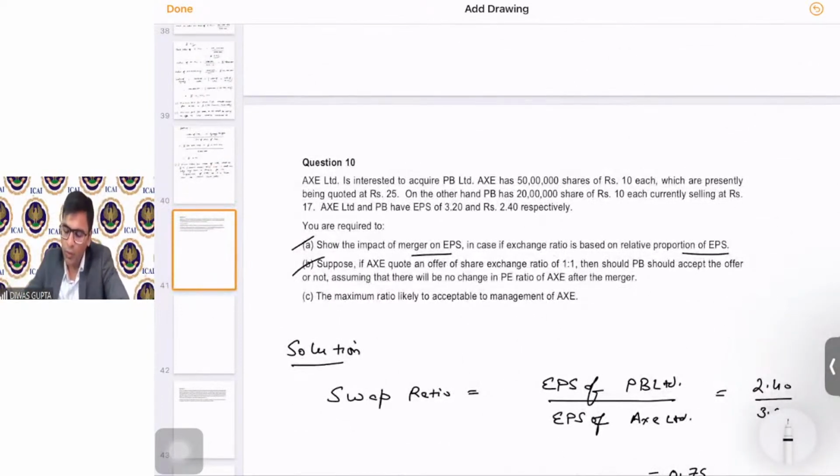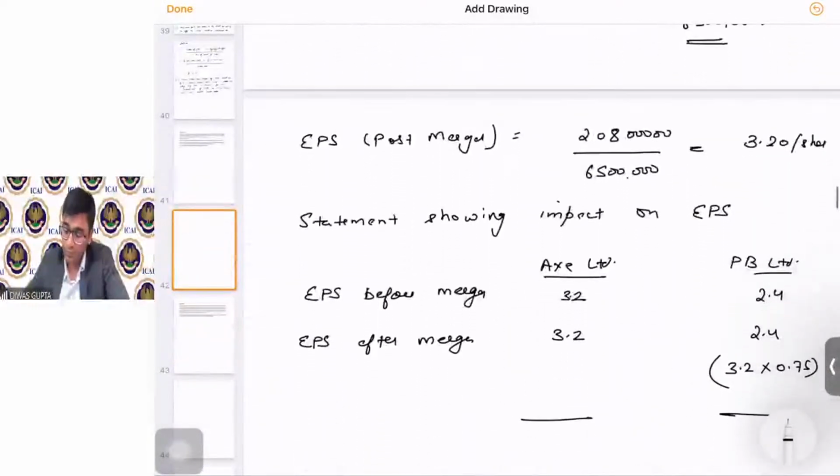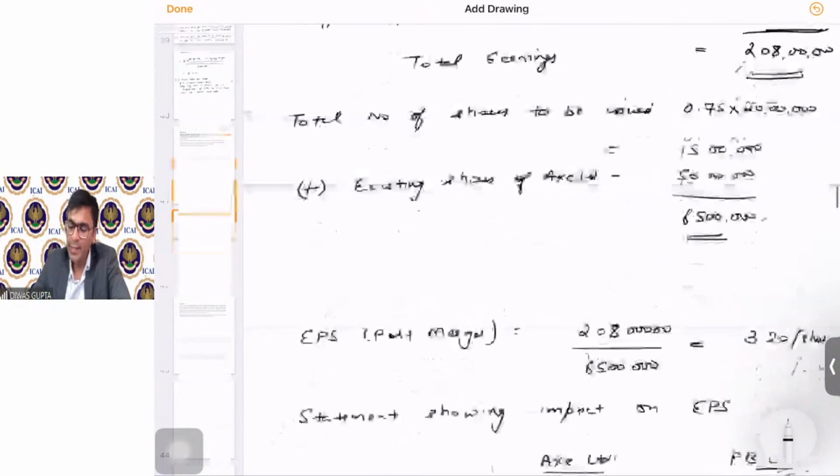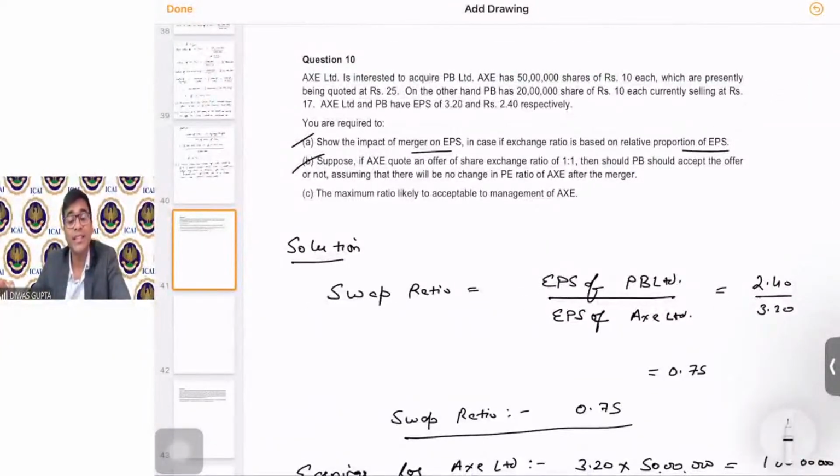Suppose X Limited puts an offer of share exchange ratio of 1:1, then should PB accept the offer or not, assuming that there will be no change in the PE ratio of X after the merger. So they are saying whatever the PE ratio is, that will remain same. Now you tell us whether they should accept the offer or not. If you see, students, even at 0.75, it is beneficial to PB Limited, right? Because PB Limited is able to maintain the same level of EPS. Hence, we can say that PB Limited should accept the offer of 1:1 because 1:1 is better than 0.75.